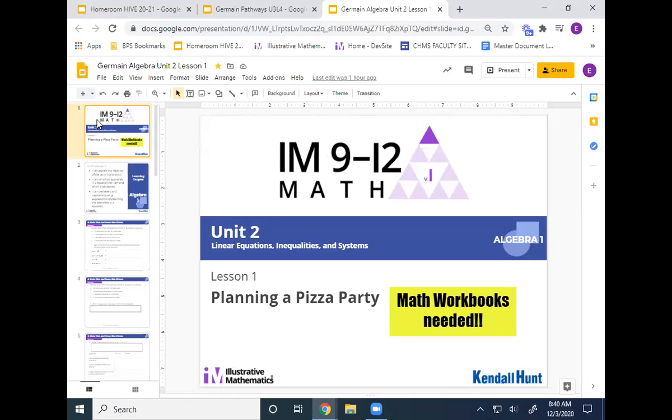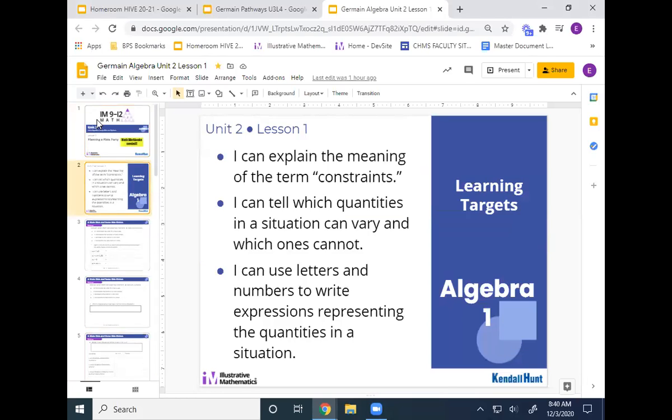Okay. So we're looking at our learning targets for the day. Our learning targets are: I can explain the meaning of the term constraint. We're going to be introduced to that in about 10 minutes. I can tell which quantities in a situation can vary and which ones cannot. And I can use letters and numbers to write expressions representing the quantities in a situation.